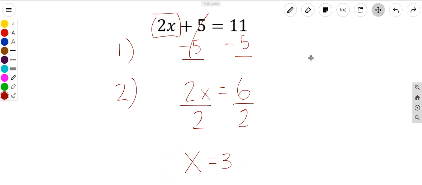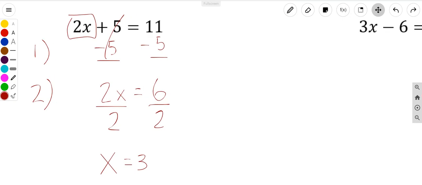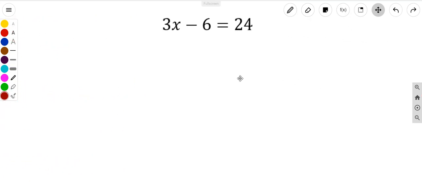One good thing you want to do every time you solve an equation, especially on a test, is go back and plug in your answer. If I plug in x equals 3 up here, 2 times 3 is 6. 6 plus 5 is 11. 11 definitely equals 11. That's how we know we got the right answer. And that's pretty much it for that one. So taking that same idea, let's take a look at this next example. Try this one on your own and then come back and let's see how we can work through this.